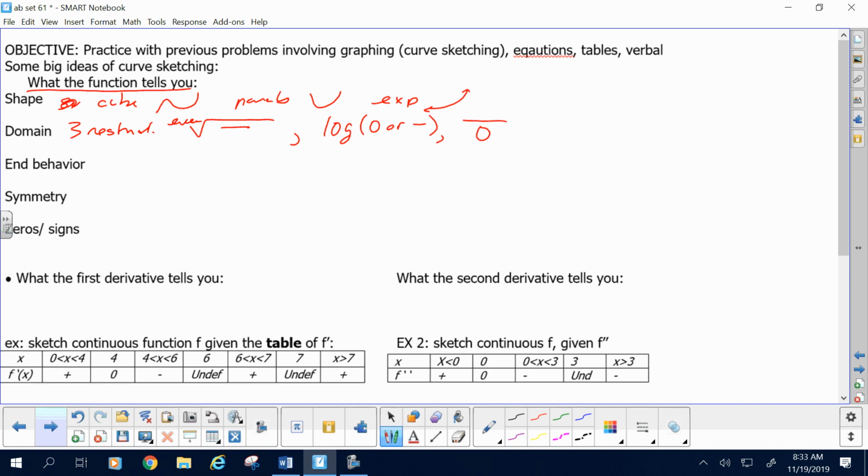Okay, now all three of those things then will restrict the domain and allow you to say, okay, well, I don't even have to graph here because those x's aren't even allowed. That will help you get a view of the graph.